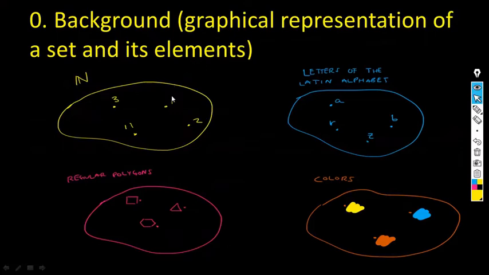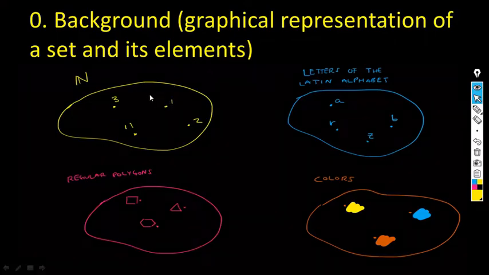So first, the background. In this background, what I want to tell you is the graphical representation of a set and its elements. So in here, what I'm giving you is four sets. This set or this diagram represents the set of the natural numbers. This diagram represents the set of the letters of the Latin alphabet. This set represents the regular polygons, and this set represents the colors. So this is a very typical representation of sets, and its elements are represented by points.